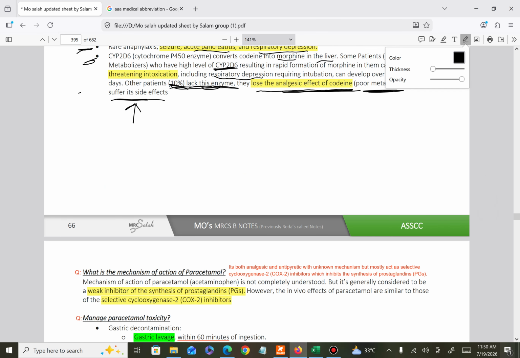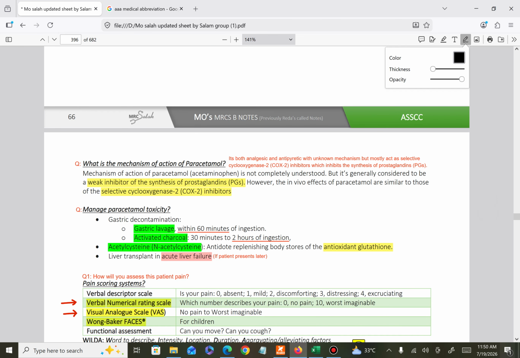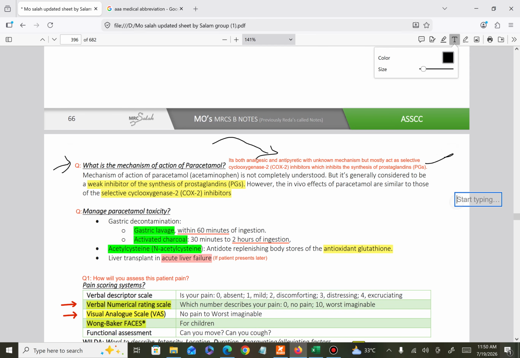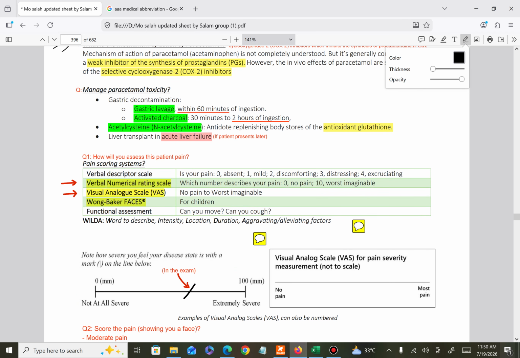Okay, so going to the next question: what is the mechanism of action of paracetamol? Paracetamol is both an analgesic and antipyretic with an unknown mechanism, but it mostly acts as a selective cyclooxygenase 2 inhibitor, which inhibits the synthesis of prostaglandins. Okay, so this is about the action of paracetamol.